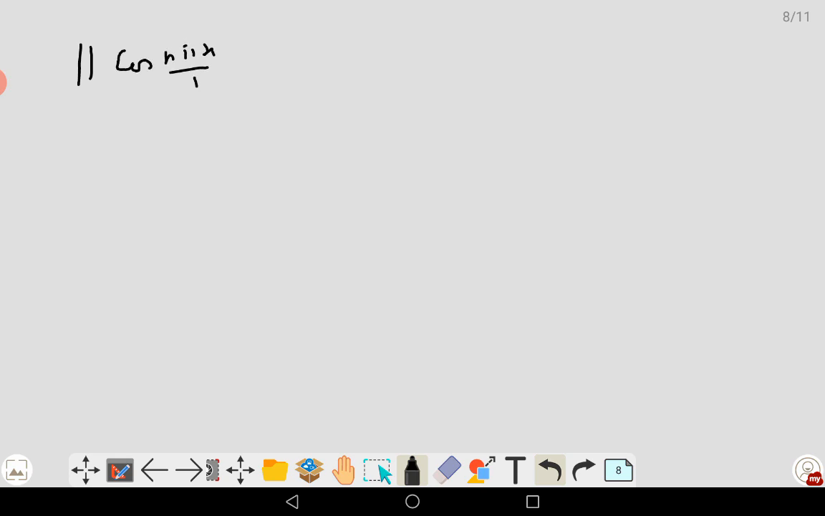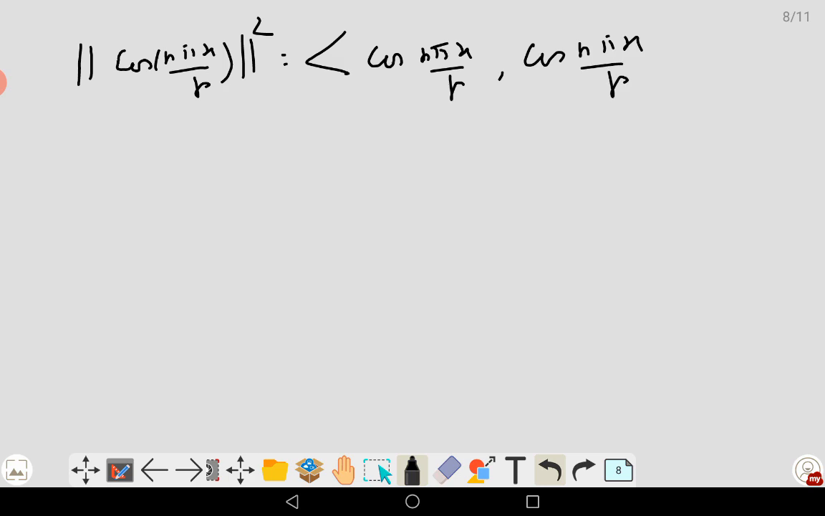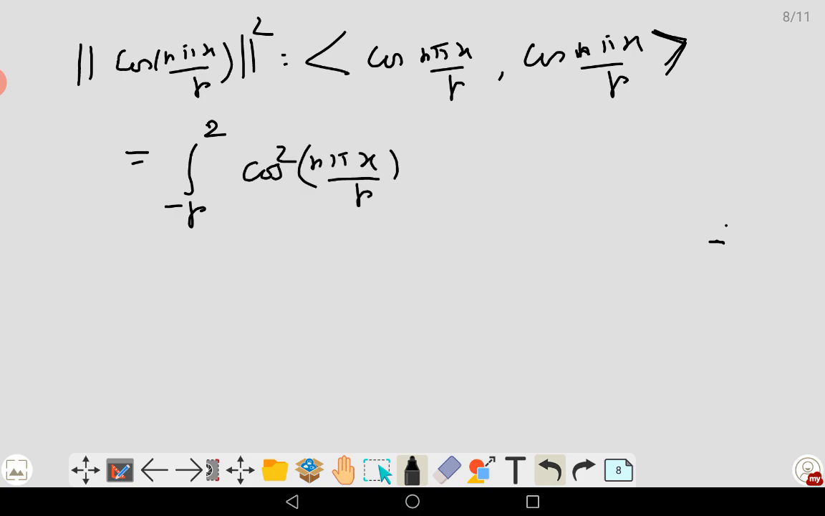Similarly, let us find the norm of cosine n pi x over p whole square, which is the inner product of cosine n pi x over p with cosine n pi x over p. When n and m are different, the inner product will be 0. But now they are the same, n and n, isn't it? So we got to integrate from negative p to p, cosine and cosine, which is cosine square n pi x over p dx.